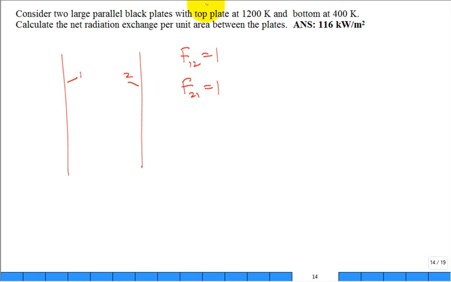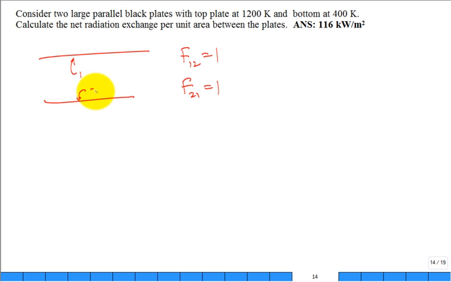Okay, change orientation quick. Here's surface 1, here's surface 2. The top plate has a temperature T1 of 1200 Kelvin, and the bottom plate T2 of 400 Kelvin. Calculate the net radiative exchange per unit area between the plates. So we want to get 116 kilowatts per meter squared.